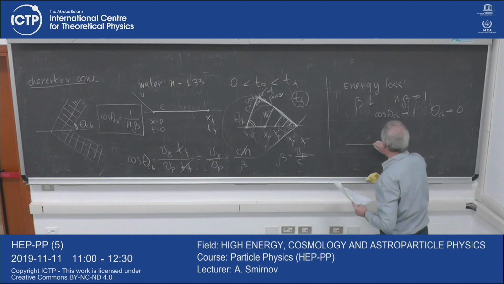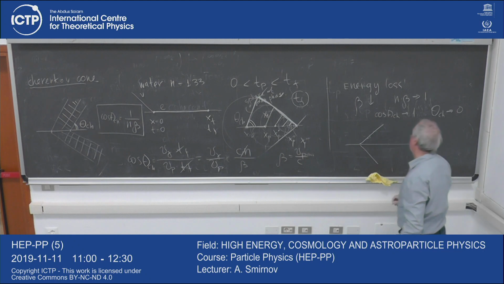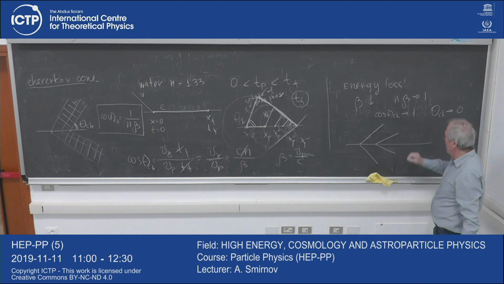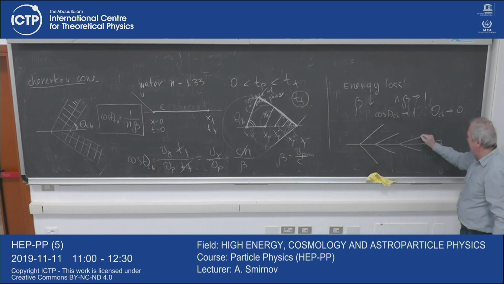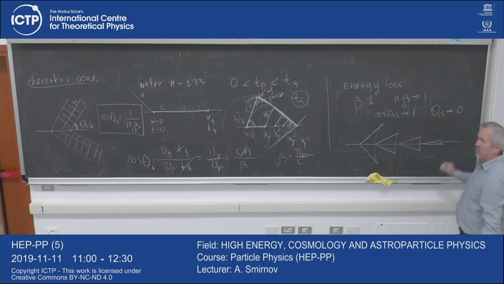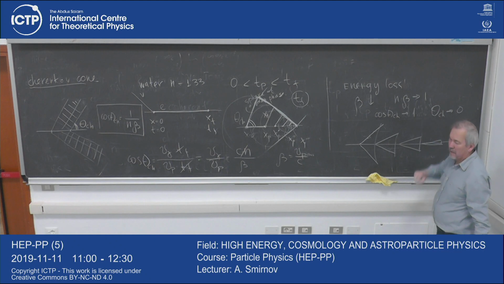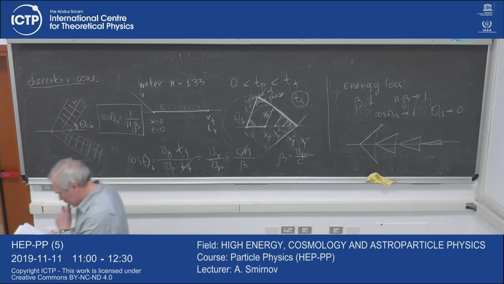So what you will have is the following. If at the initial moment you have a cone of this type, then after some time, because of energy loss, it will have a smaller angle, then even smaller, then close to just the line, and then it disappears. So when n times beta equals 1, when beta is decreasing enough, then the cone radiation disappears. Okay?